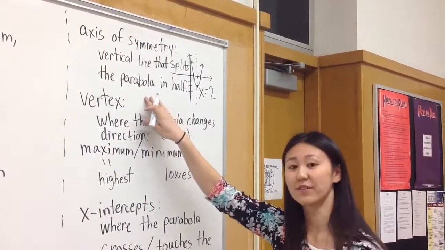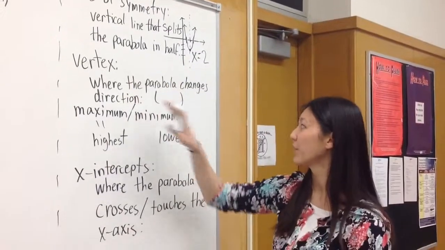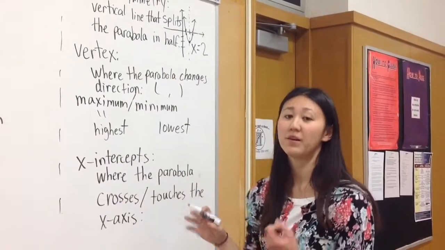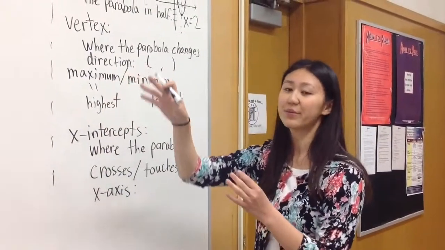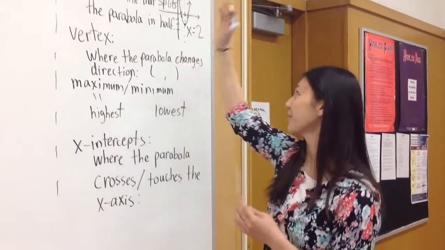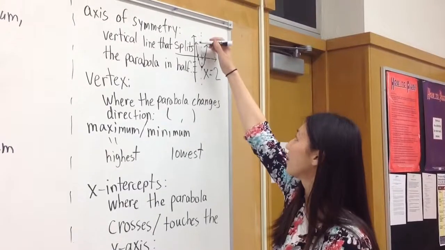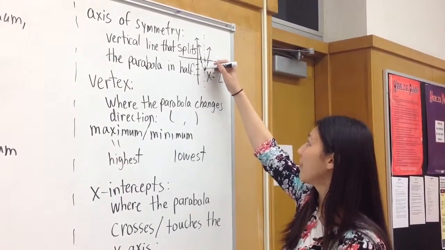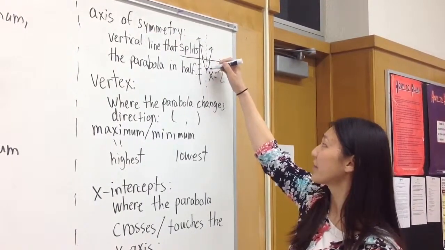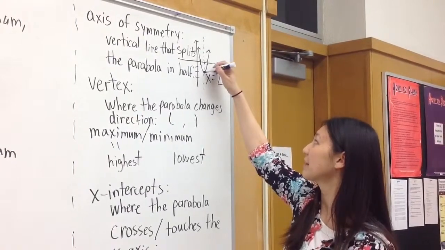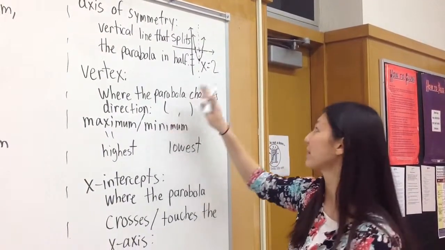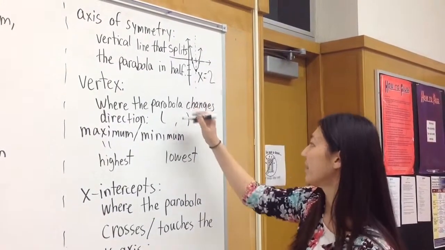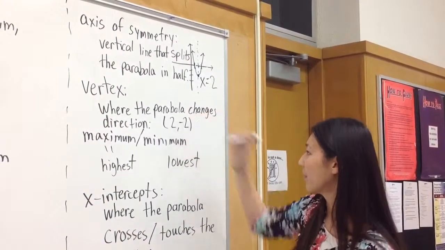Next thing we look at is the vertex. The vertex is where the parabola changes direction. Maybe the parabola starts up, and then at some point it starts going down. This particular parabola starts going down, and then over here it changes direction and starts going up. So this point right here, that's our vertex. It's always going to be a point, so this is the point (2, -2).